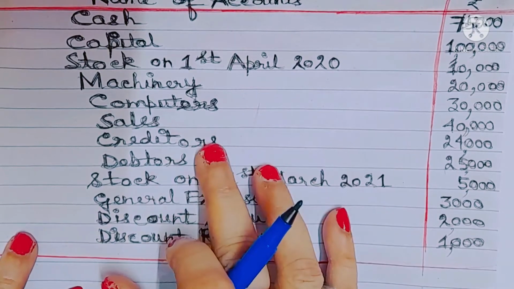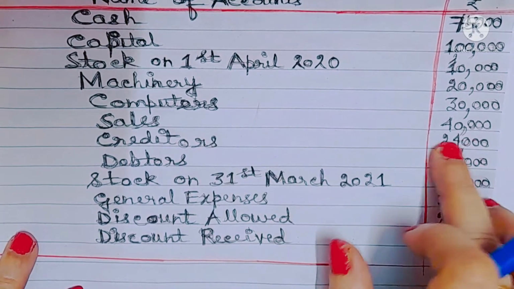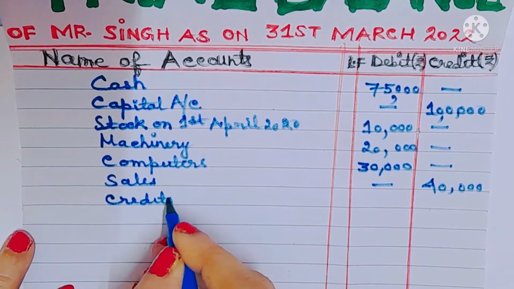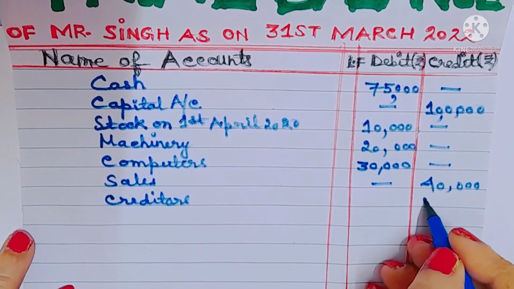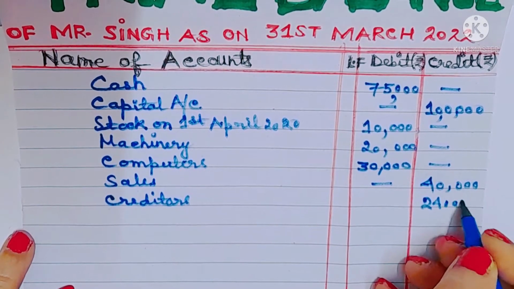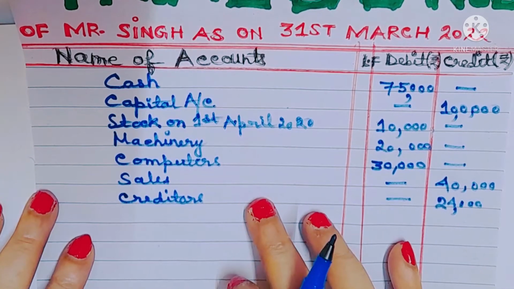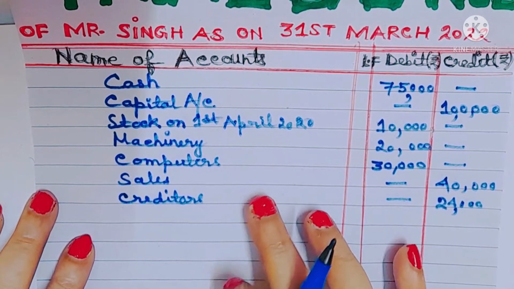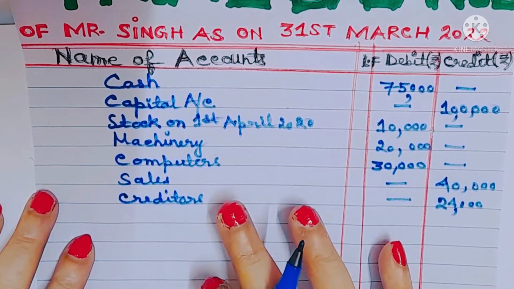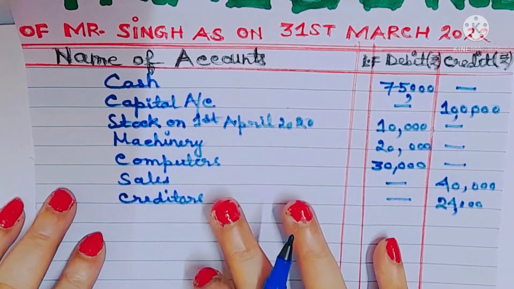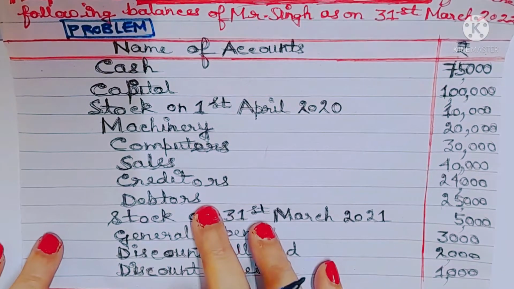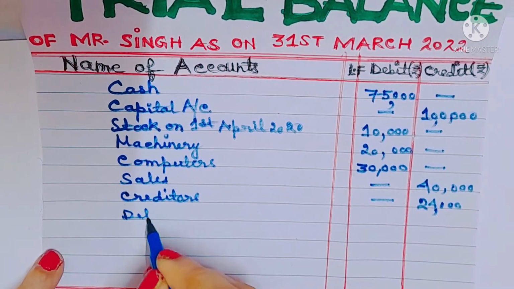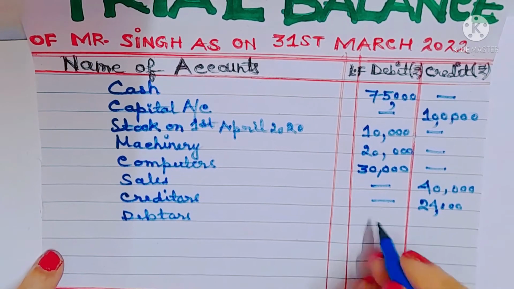The next account is creditors, 24,000. Let's write creditors, 24,000. Creditors is a credit balance. Why? Because creditors comes under personal account. According to personal account, the giver of the benefit is credit. So creditors will be credited. Understood? Let's see the next account. The next account is debtors, 25,000. Let's write debtors, 25,000.